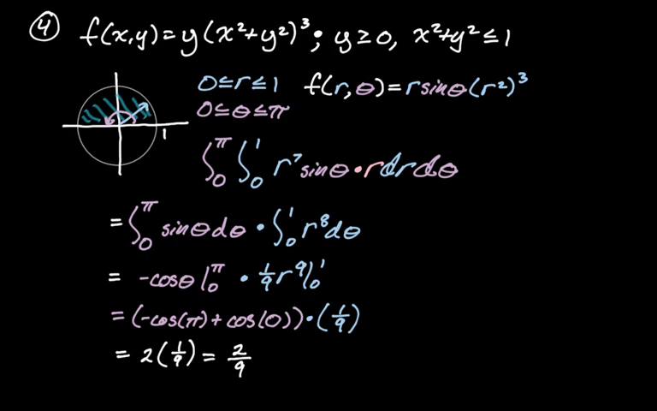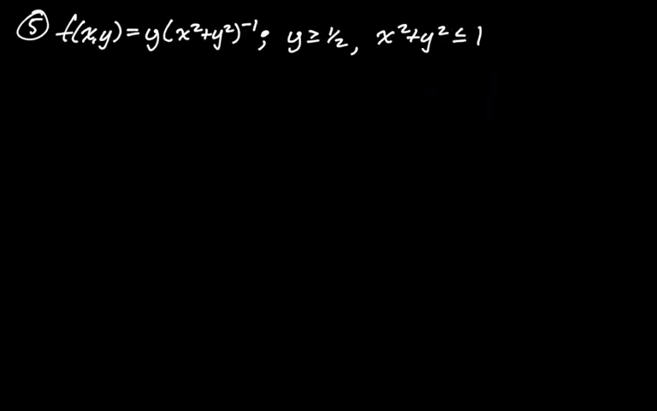All right, one more in this video. I lied, 2 more in this video. And then we will do something else. All right, f of xy is y times the quantity x squared plus y squared to the negative first. Y is greater than or equal to 1/2, x squared plus y squared less than or equal to 1. So a little bit different. Let's draw this.